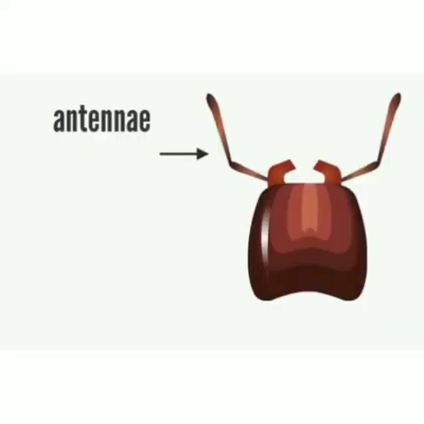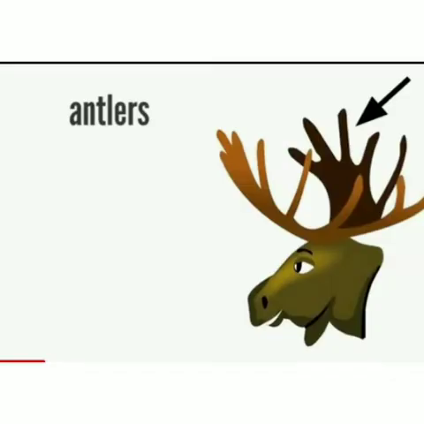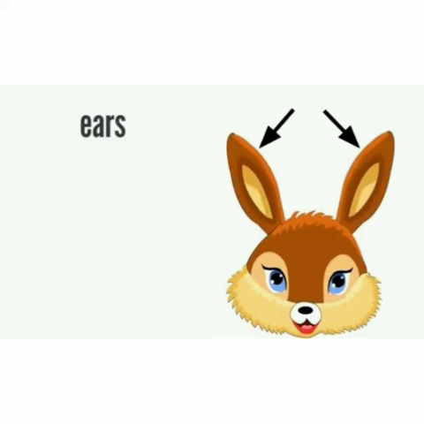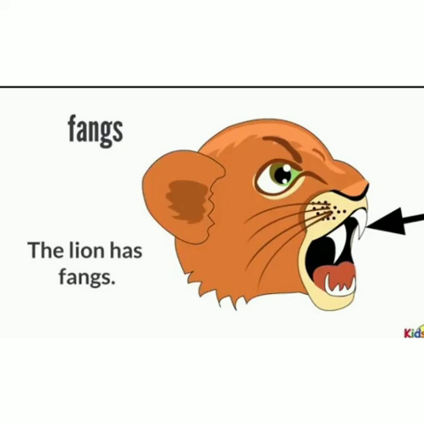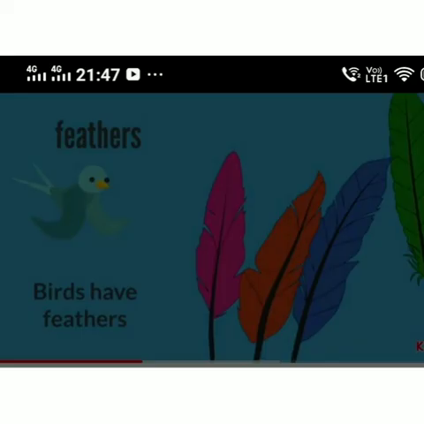Then parts. Antennae. Who has these antennae? Cockroach and ant, they have antennae. Is it not? Then antlers. Antelope, they have antlers. Beak. Who has it? Birds have beaks. Ears, long ears. Rabbit has long ears. Is it not? Fangs, the lion has fangs to tear the flesh. Claws, the bear has claws, and the birds also. Birds have feathers, beautiful feathers.